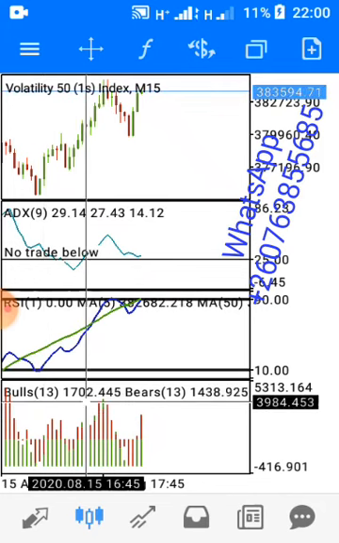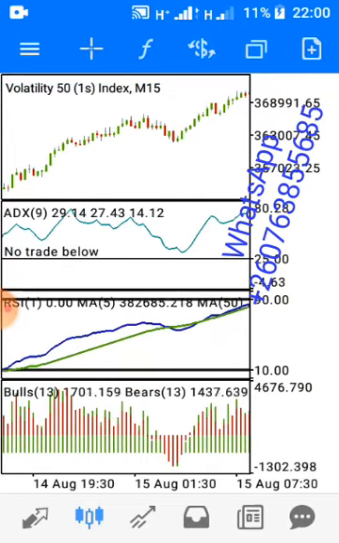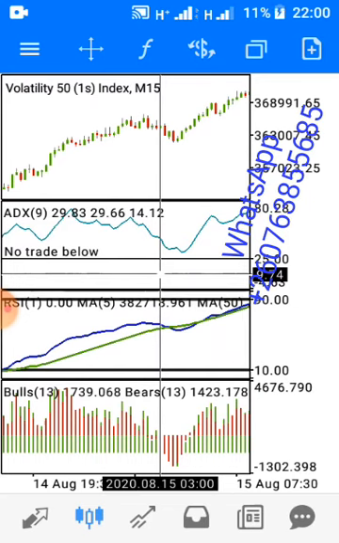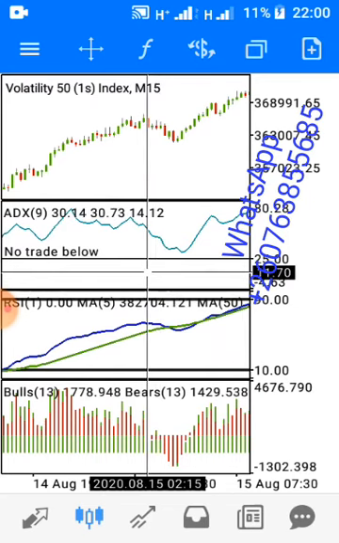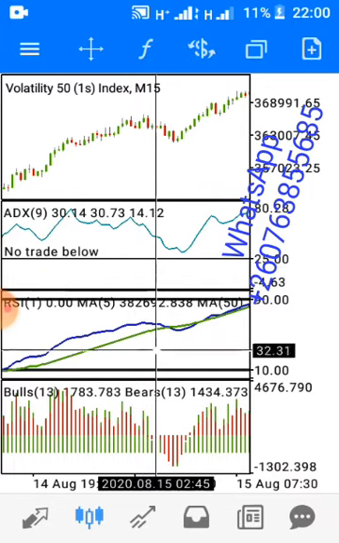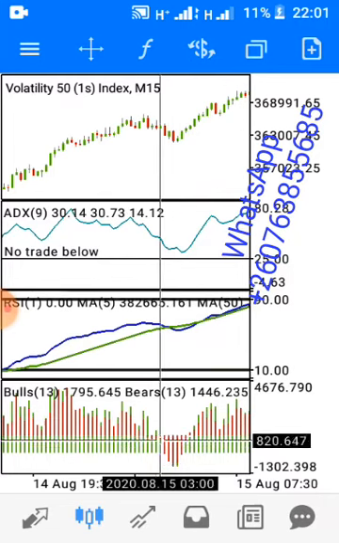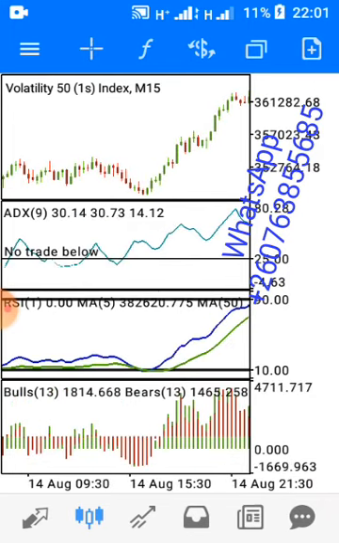But let me pick here, notice this, look at how this sell was taken. ADX was above, and the bulls and the bears had become flat here, and look at how the moving average 50 and 5 crossed, and boom, the market went into a sell, though it was a small sell. And the buy is the opposite of the sell.